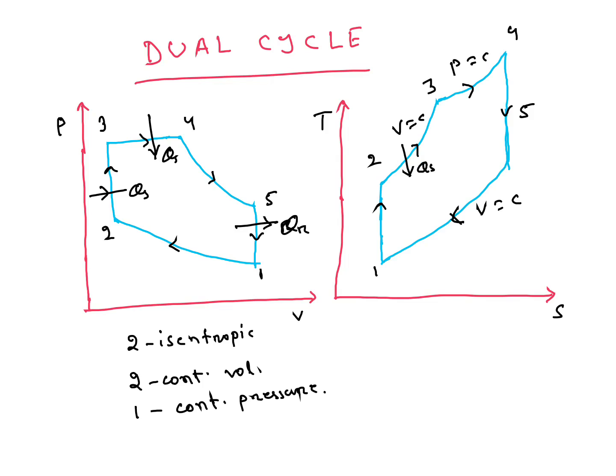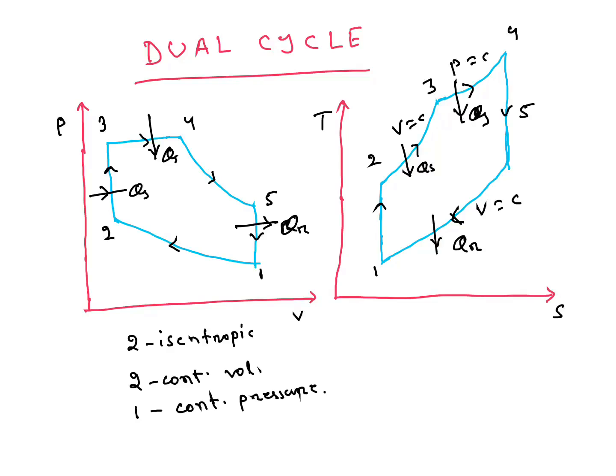Dual cycle efficiency is not that much important for ISRO examination, so I am not mentioning it. Only remember the 5 processes are 2 isentropic processes, 2 constant volume processes and 1 constant pressure process. And heat addition is 1 constant volume heat addition and constant pressure heat addition.